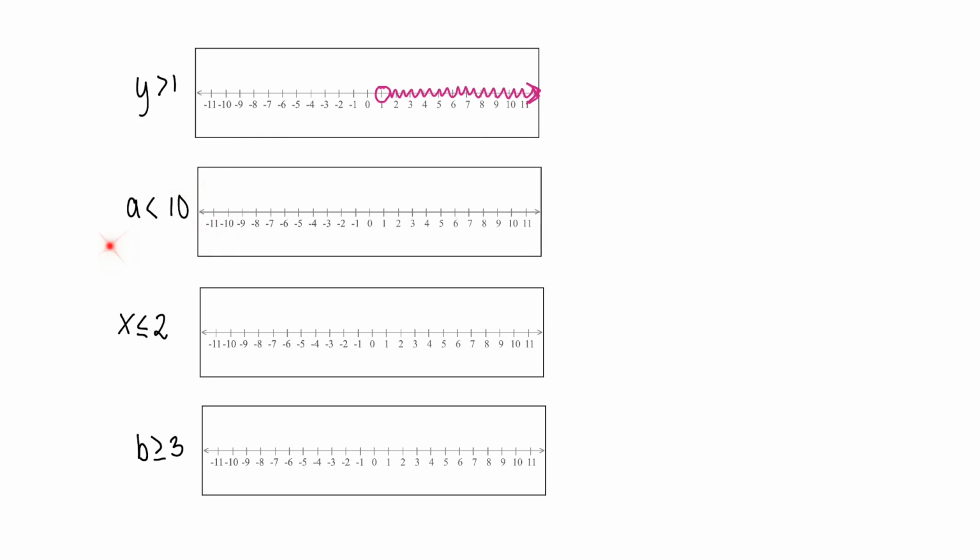For the next one, a is less than 10. I want to go to 10, and I want to plot an open circle, because there's no underline here, at 10.